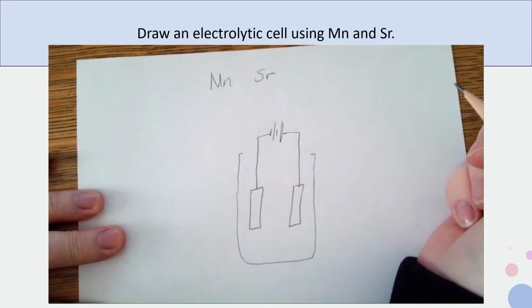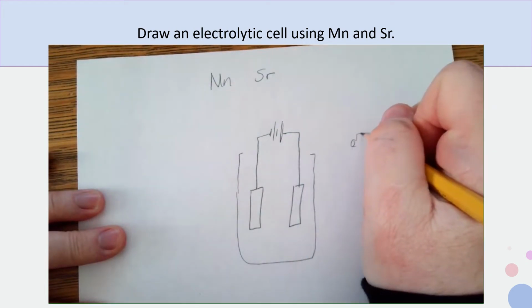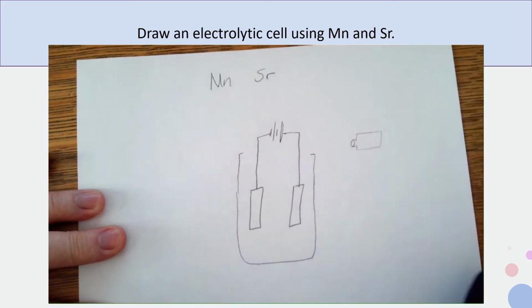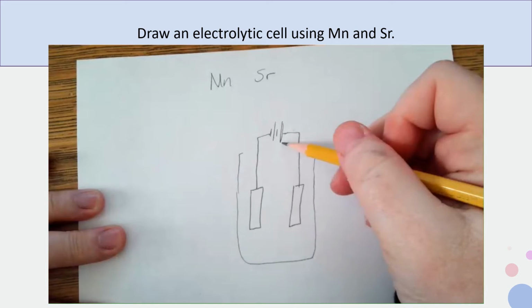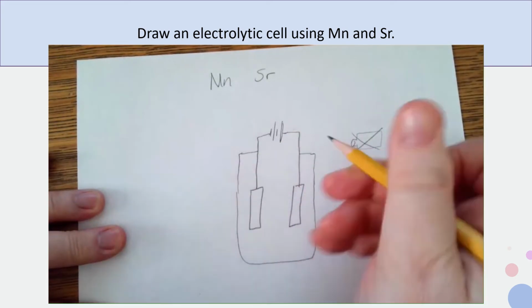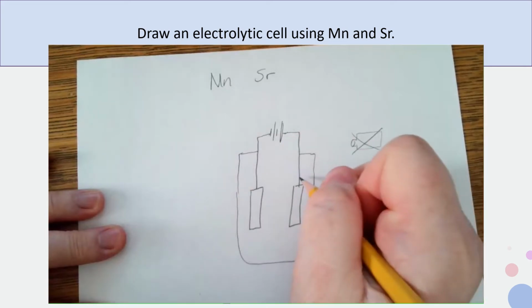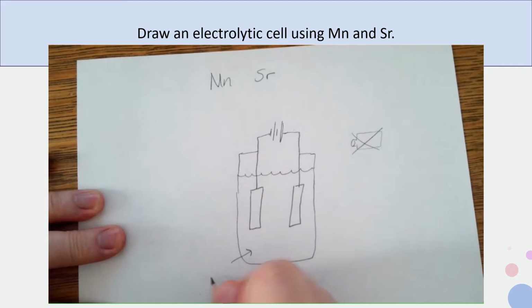Okay, so that's the symbol for a battery. I could have drawn an actual battery like this, but there's the battery. All right, so we're not going to use that. I have my two pieces of metal connected, right? I have an electrolyte, so that's this liquid. And in an electrolytic cell, the electrolyte is for ions to flow around.